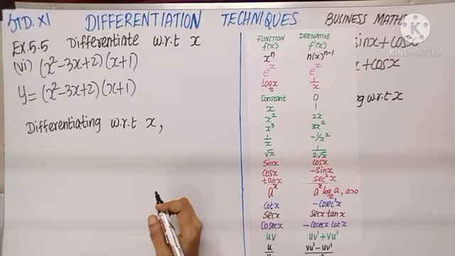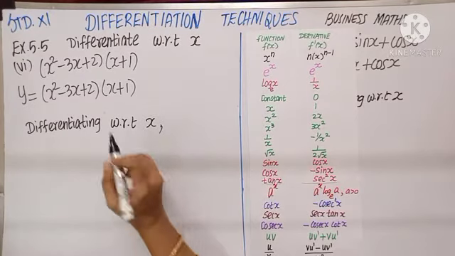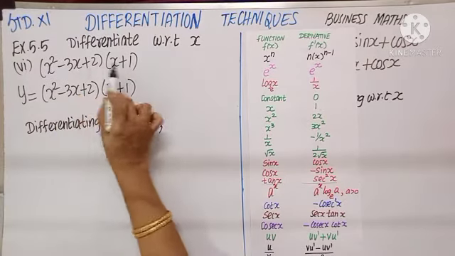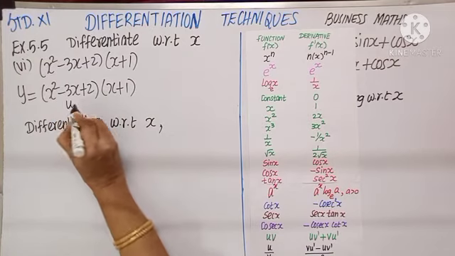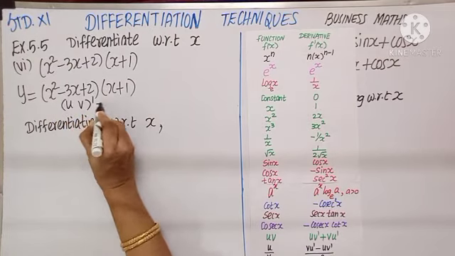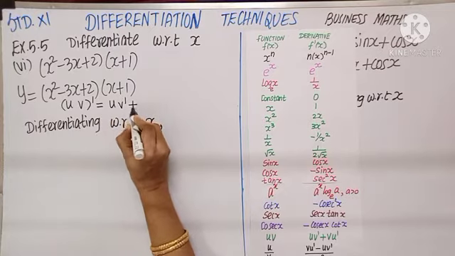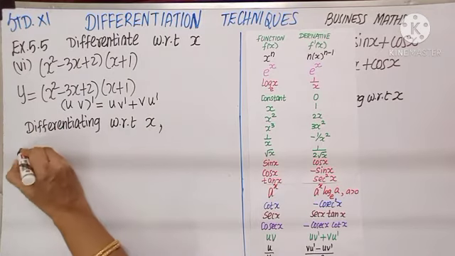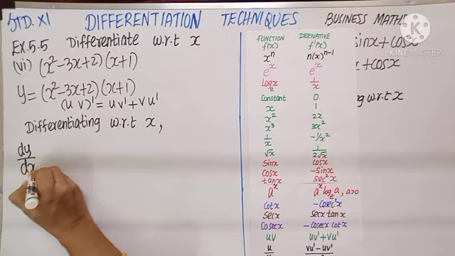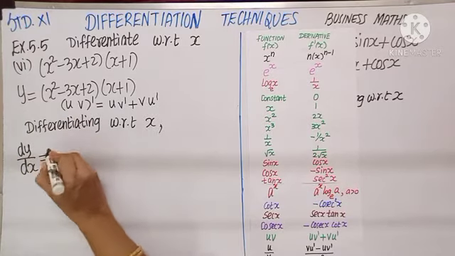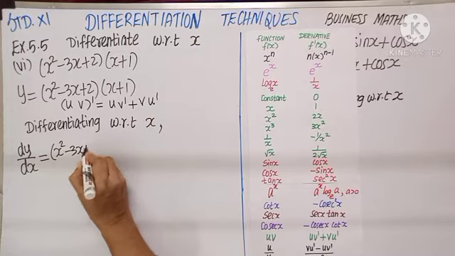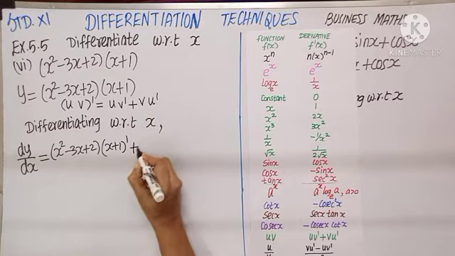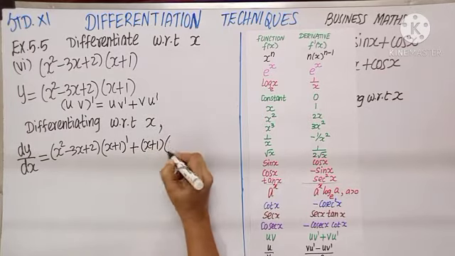Sixth subdivision. x square minus 3x plus 2 into x plus 1. The same pattern, again it is in product. So let us remember, u into v, the whole dash is u v dash plus v u dash. y, when I differentiate with respect to x, I will write dy by dx. Keep the first term, x square minus 3x plus 2 into, differentiate the second term, plus keep the second term, differentiate the first term.